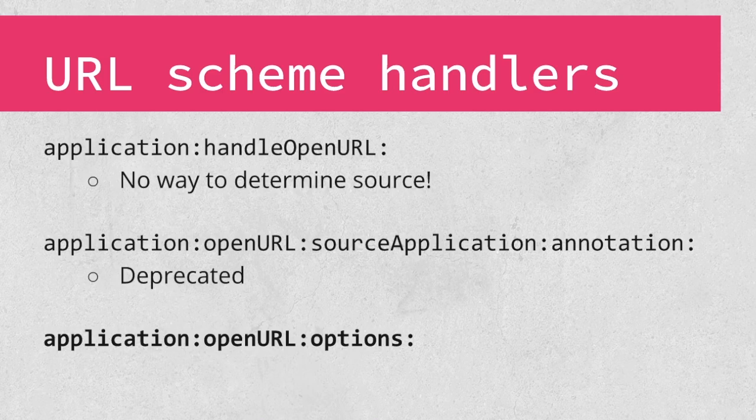Both this method and handleOpenURL have been deprecated, but some applications may still use them. The method currently supported is application:openURL:options:, which provides information about the source of the URL load in the options dictionary. Let's take a look at an example of a URL scheme in an application and how to trace the handlers.